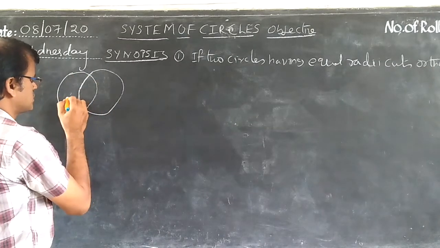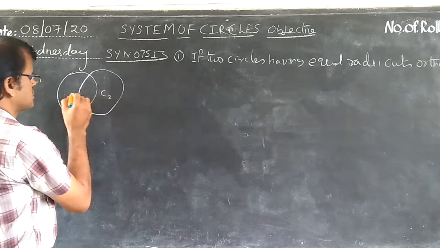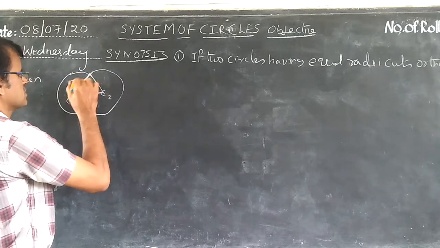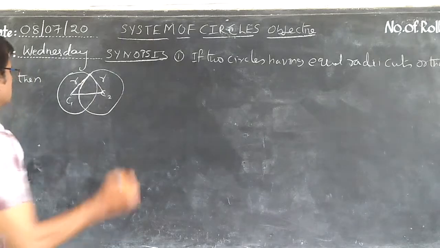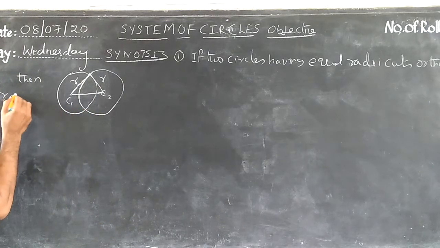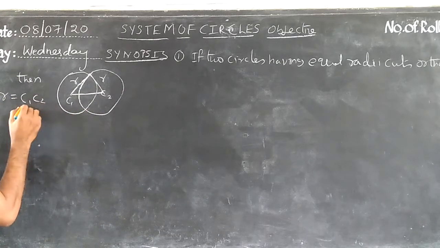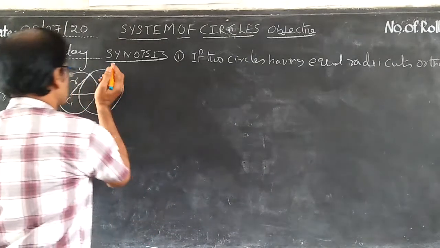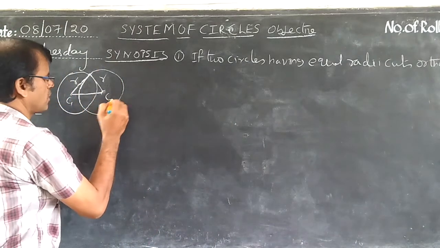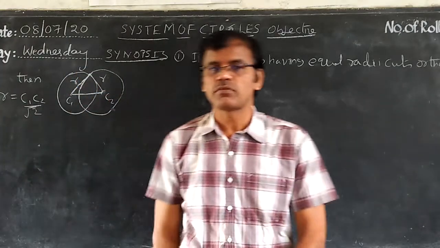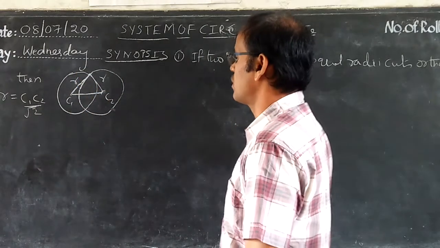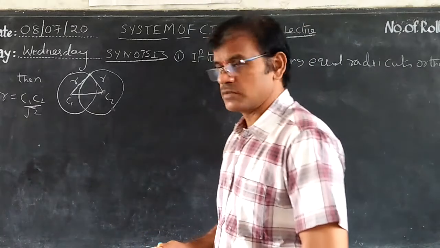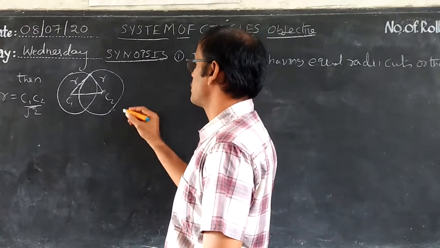Draw like this. This is C1, this is C2. Equal radii I have written here: this is R and this is R. I want to discuss with you here: R is equal to C1C2 by root 2. The formulae apart from IP, whatever formulae are there, I want to discuss regarding the objective. R is equal to C1C2 by root 2.